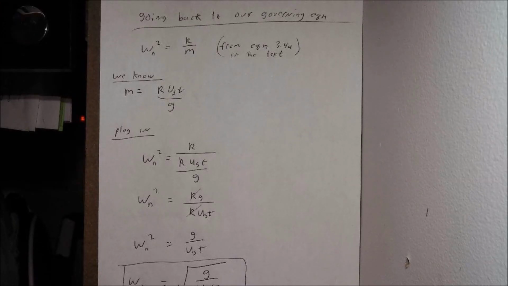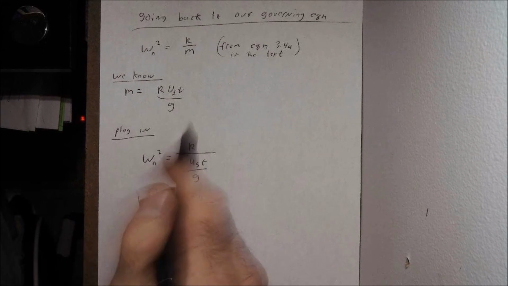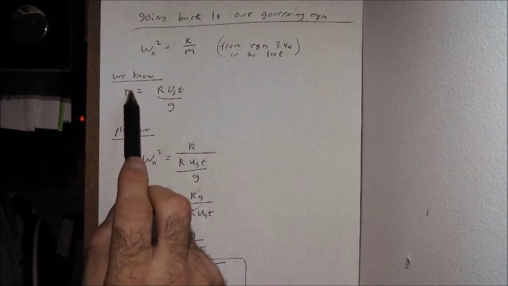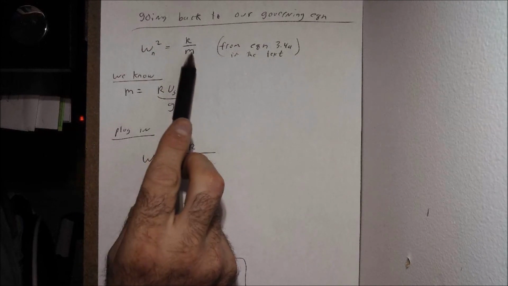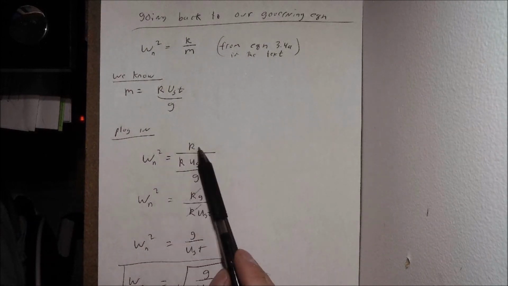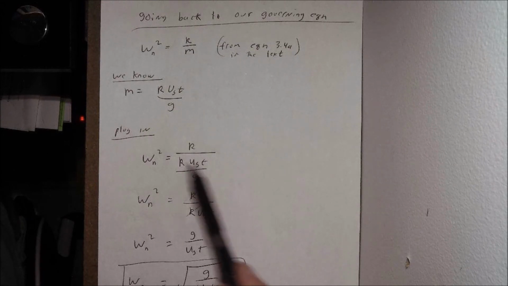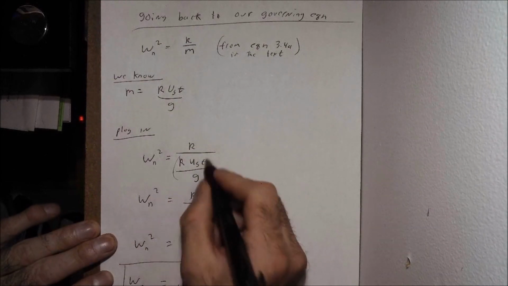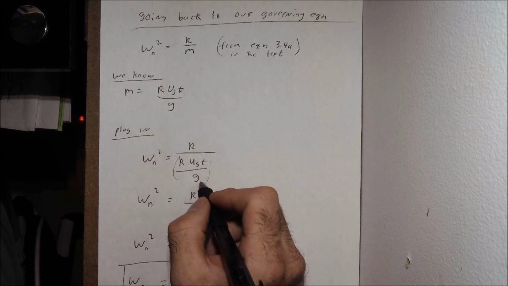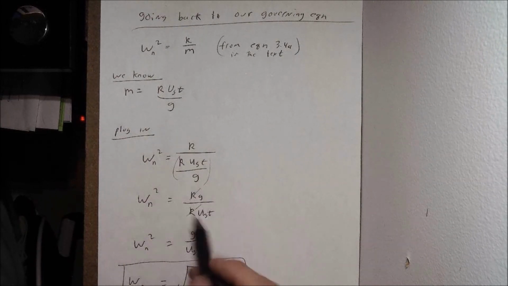So with all that information, we now have enough to go back to our governing equation, which again was from 3.4a in our textbook, where omega sub n squared is equal to K over m. We now have this relationship for m, so we can plug it in for our m there. Now we have omega n squared is equal to K over this whole value for m, spring constant K times our static deflection over acceleration due to gravity. Flip this around, put the g up top.